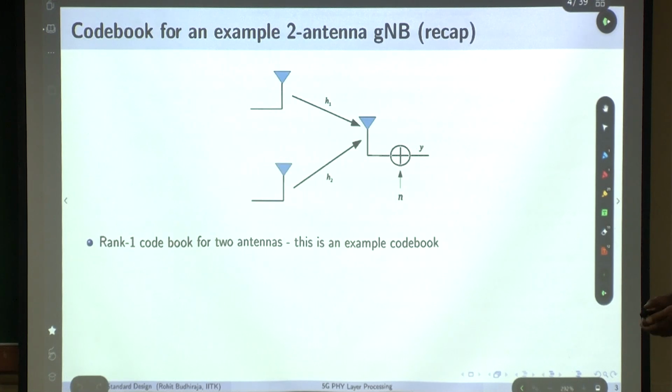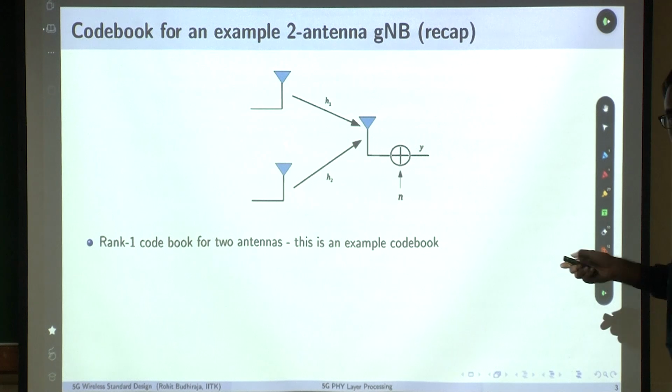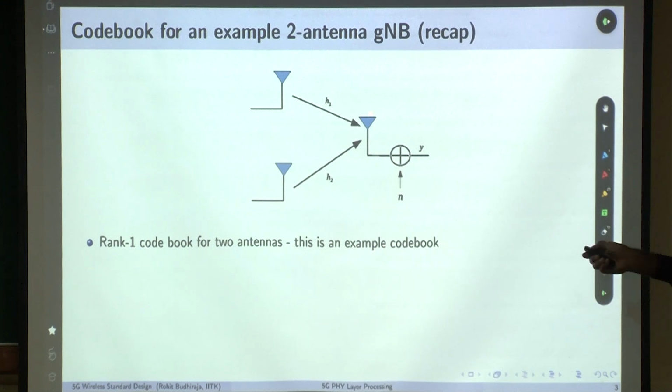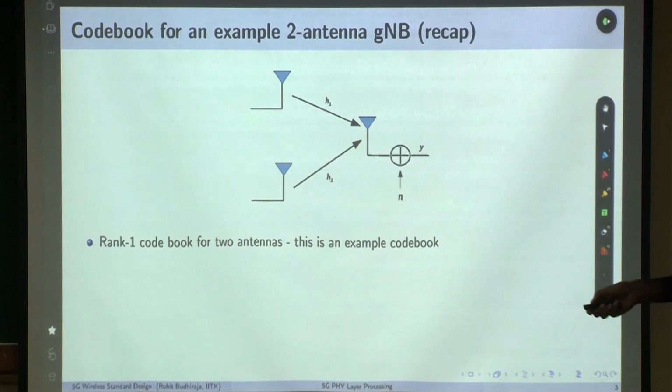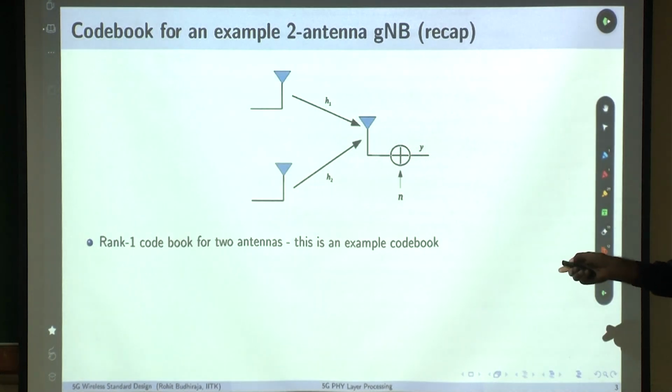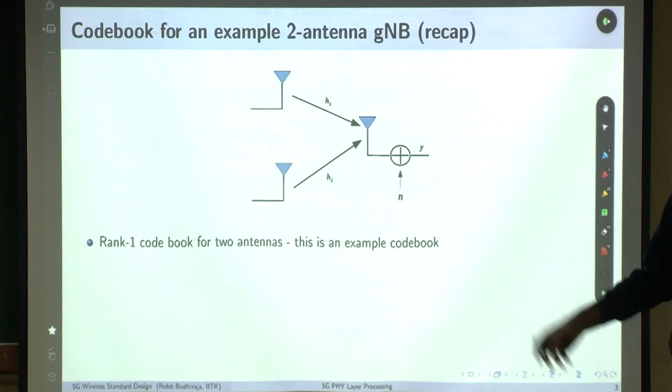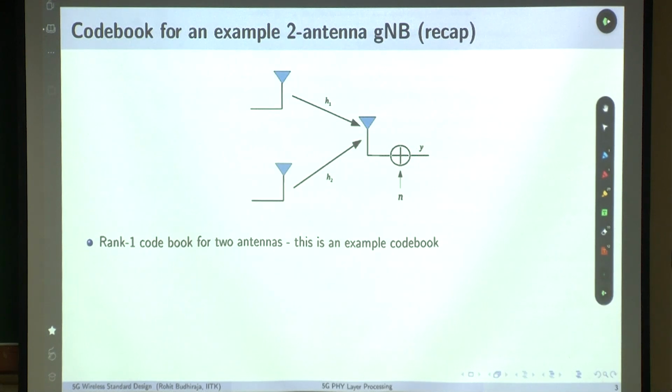So what we saw here was that we considered an example case wherein the base station has 2 antennas. We are looking at the downlink. The user has 1 antenna, so the rank of the system is 1. It doesn't matter how many antennas the base station has. We are taking the example of 2 antennas, but the same idea is applicable for any number of antennas.